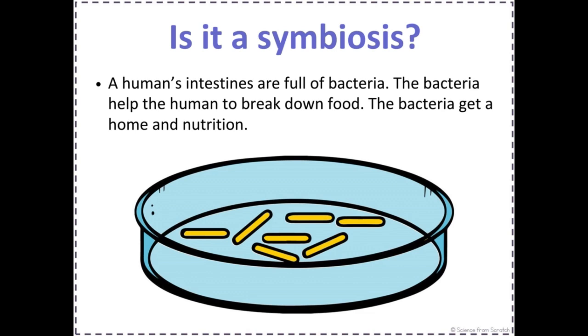A human's intestines are full of bacteria. The bacteria help the human break down food, and the bacteria get a home and nutrition. There are 2 species, humans and bacteria. Close relationship, yes, human gets food broken down, bacteria get a home and food. So they're both benefiting. That's a mutualistic relationship.